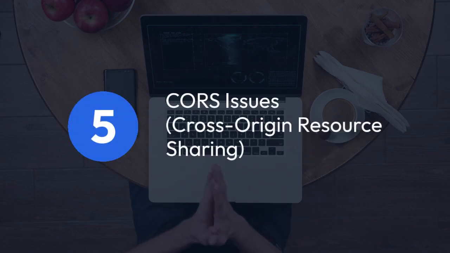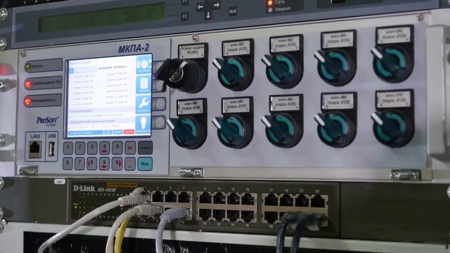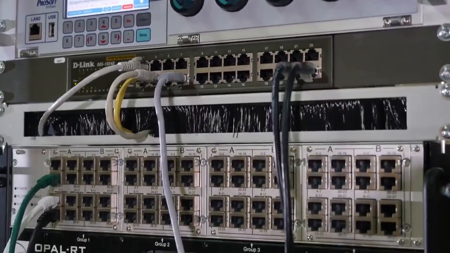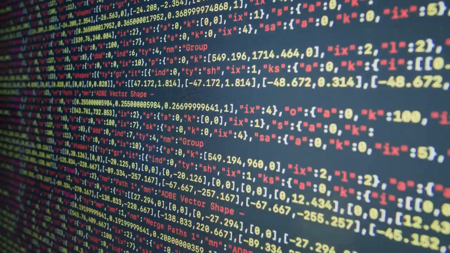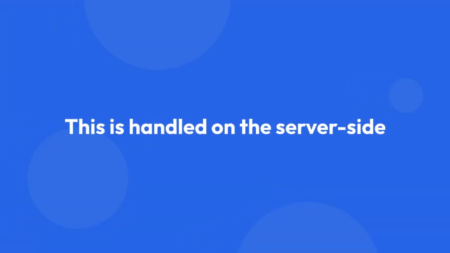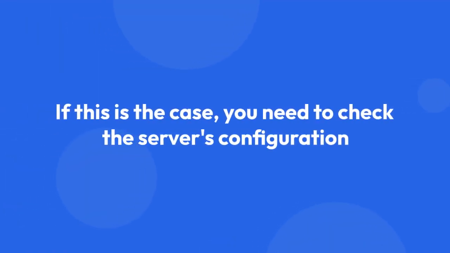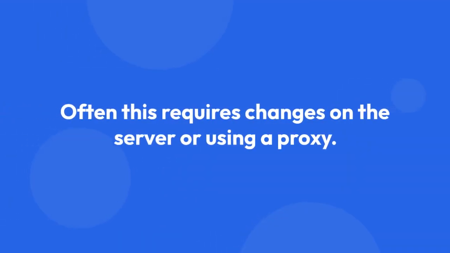5. CORS issues. Cross-Origin Resource Sharing. This is a more advanced issue. If you're trying to fetch data from a different domain than your website, the server you're requesting data from needs to be configured to allow cross-origin requests. This is handled on the server side, not in your client-side JavaScript code. If this is the case, you need to check the server's configuration to ensure it properly handles CORS headers. Often this requires changes on the server or using a proxy.